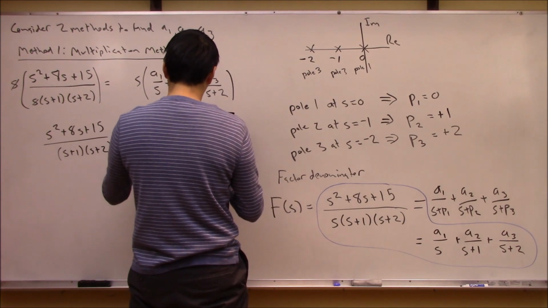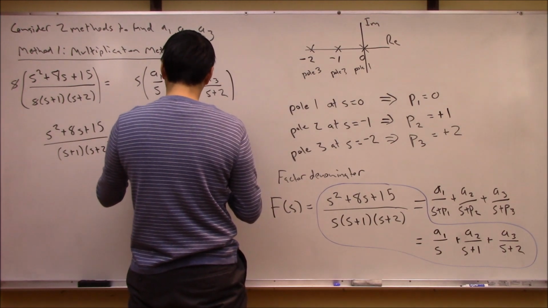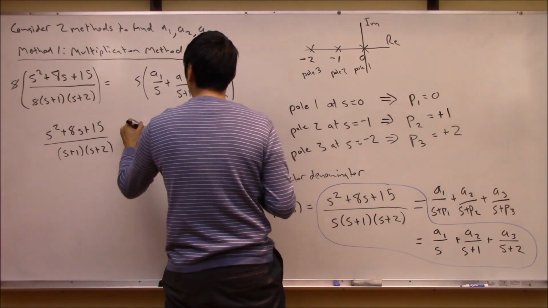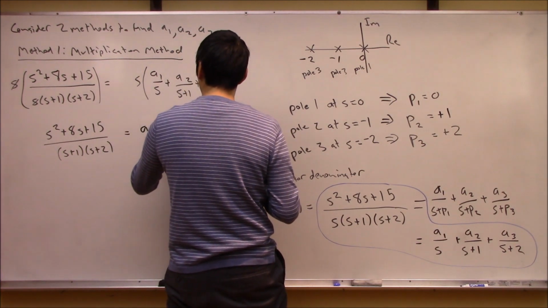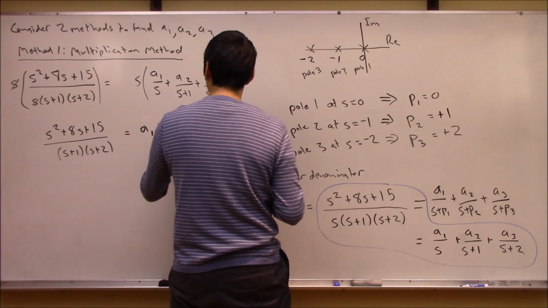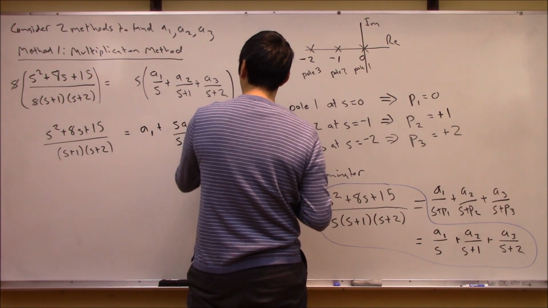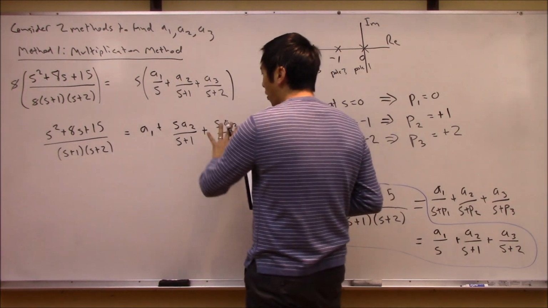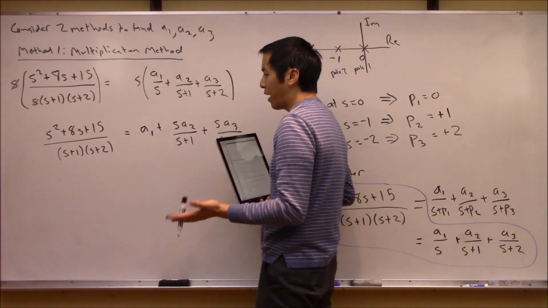And the right-hand side is just, what? It's a1, no, actually, it's just a1, right? Because by the time you distribute this s through, it then knocks it out, so you end up with an a1 plus an s a2 over s plus 1 plus an s a3 over s plus 2. Okay? So this has to be true for all values of s.